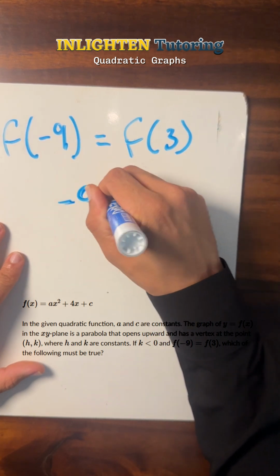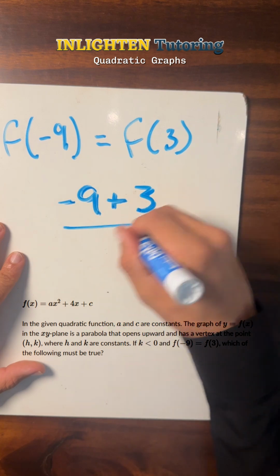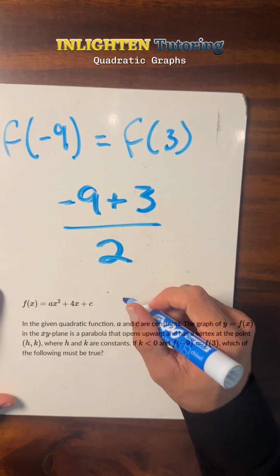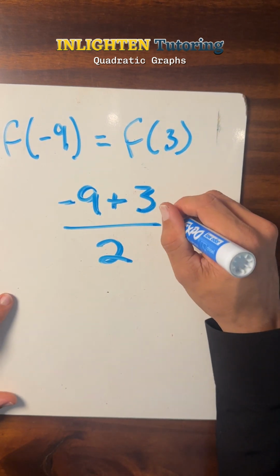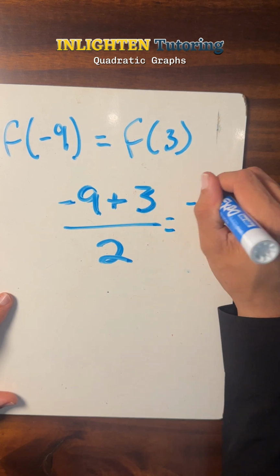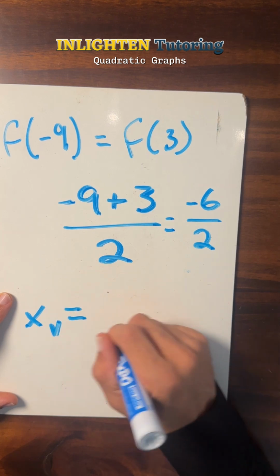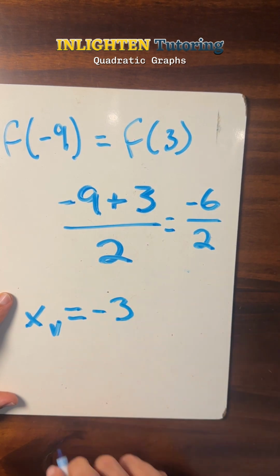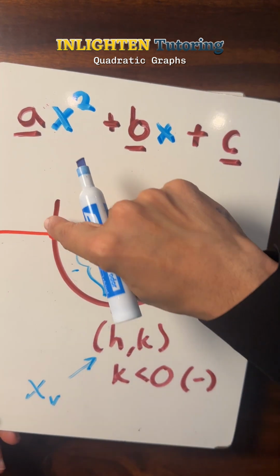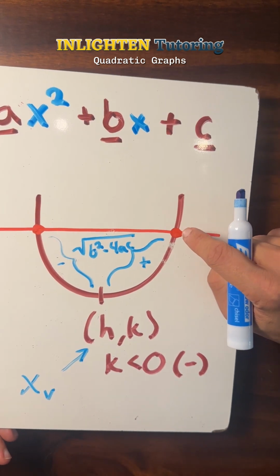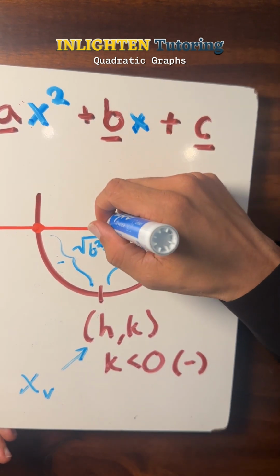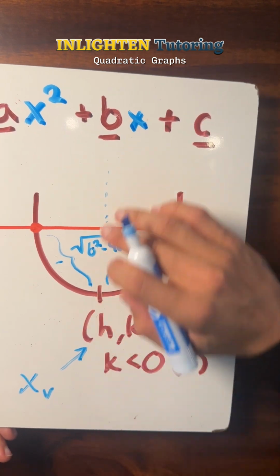So I'm going to add -9 plus 3 and divide that by 2, because this is going to be -6 over 2, and therefore the x value of my vertex is going to be at -3. Once again, imagine this is -9 and this is 3. Then right in between is going to be our vertex.